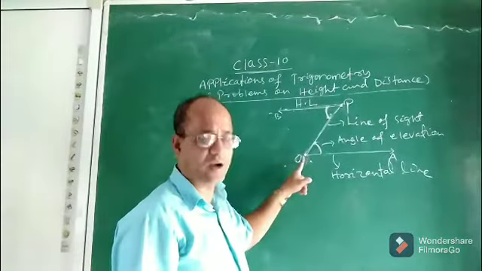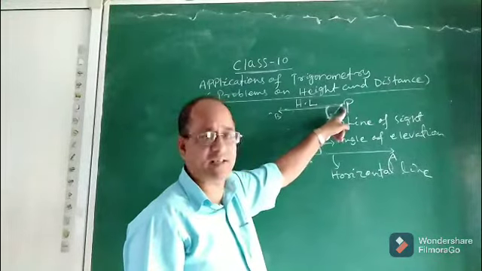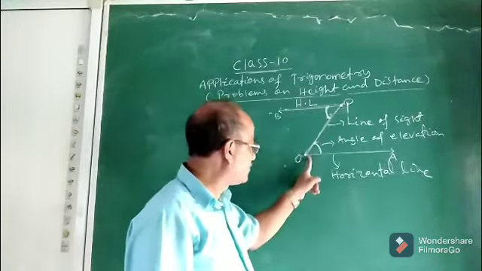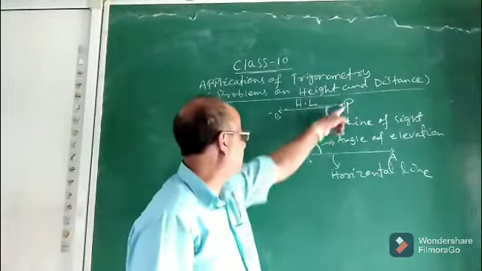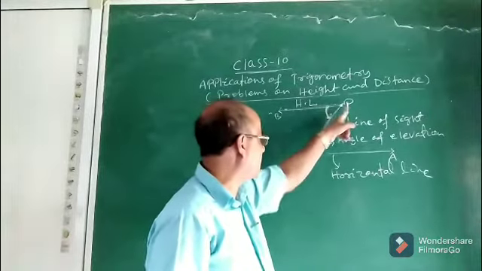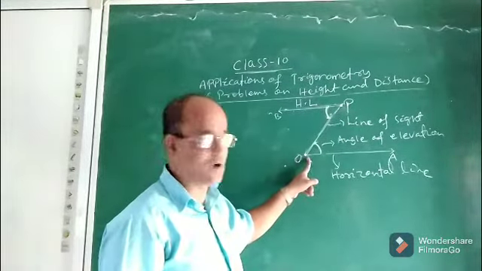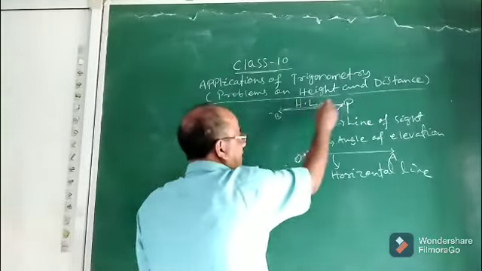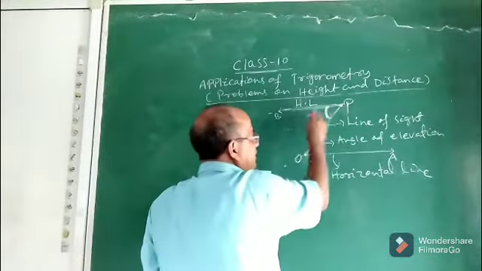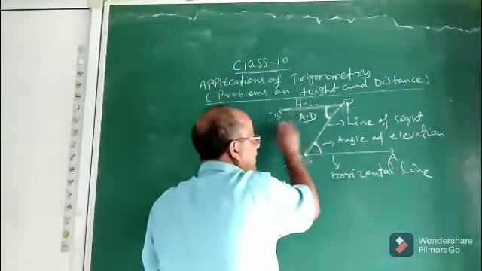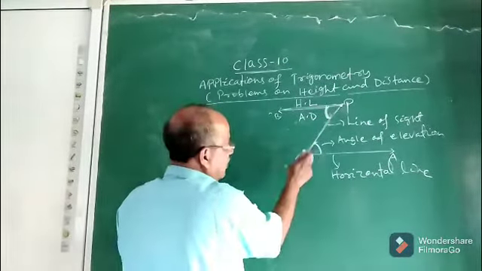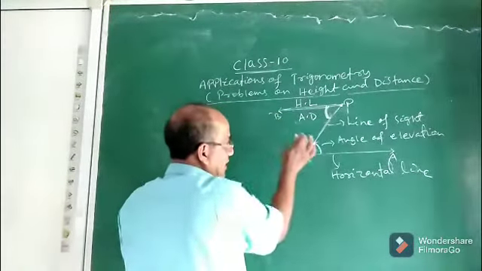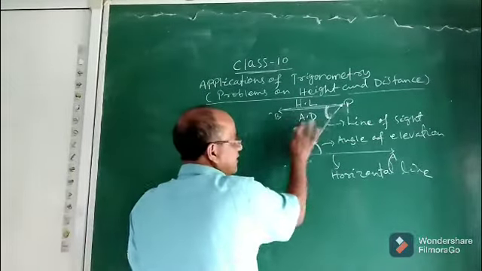Here the object is under and the observer is above. When the observer looks at the object, this is the line of sight. When the observer is looking at the car standing on the ground, what will happen? At the point of observation, if this is the horizontal line, an angle is formed here. So this angle is called your angle of depression. You see, angle OPB is the angle of depression.